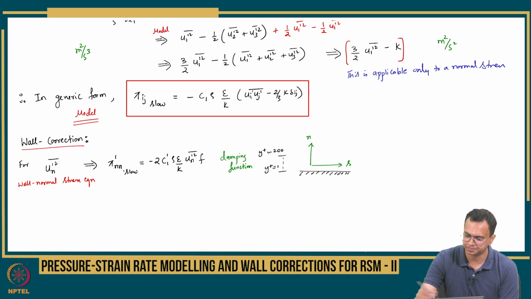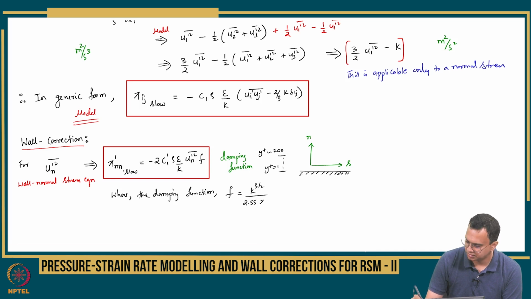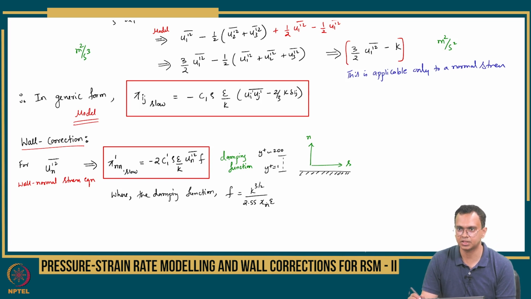So this is your wall normal term, where f is the damping function, where the damping function f is k raised to 3 half divided by 2.55 xn epsilon. So xn is your savior.